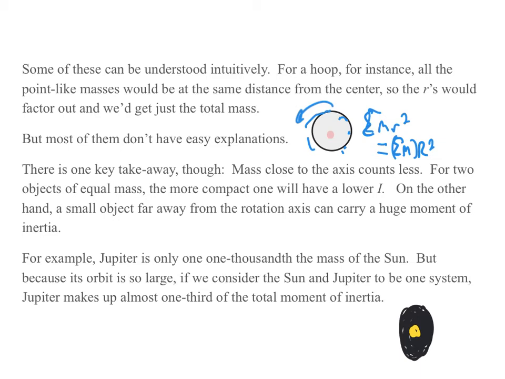What's going on here, drawn, of course, not to scale, is here's the Sun, out here is Jupiter, and they're rotating. The Sun is doing some very small rotation around their center. That's exaggerated. But Jupiter is doing this huge rotation, and so its r is much bigger.